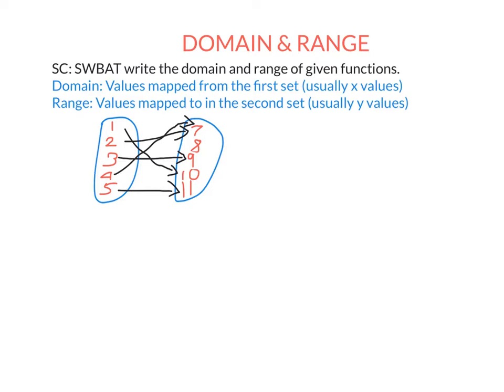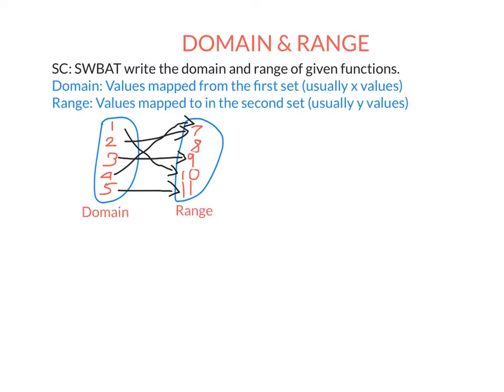By the end of this video, you should be able to write the domain and range of given functions. So here we have a function, just like we had in a previous video. It's a function because each member in the first set is mapped to only one member in the second set. There are no members of this first set that are mapped to more than one in the second set here. So the first set is the domain and the second set the range.